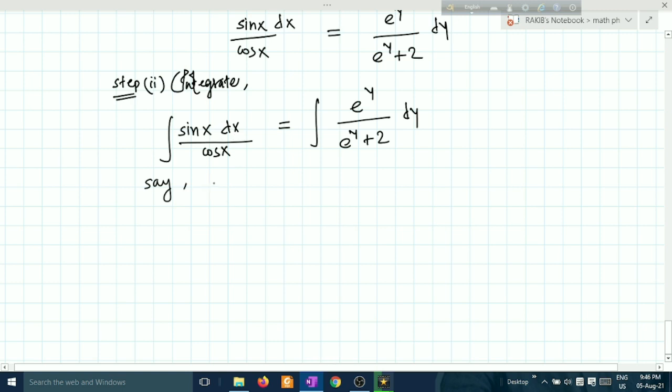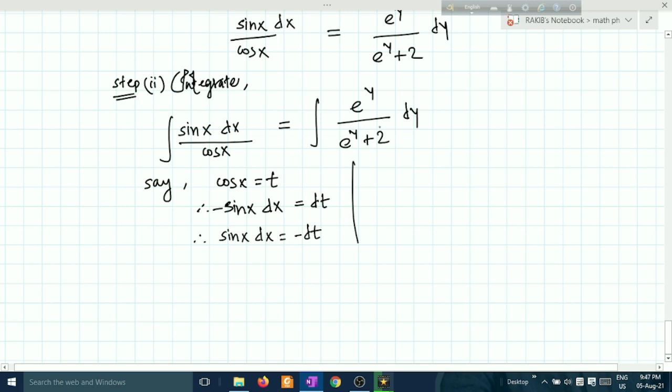Okay, say cos x equals t. Therefore, differentiating this, what will we get? Minus sin x dx on this side, and on that side you will encounter a dt. Okay, so sin x dx will be what? Minus of dt.